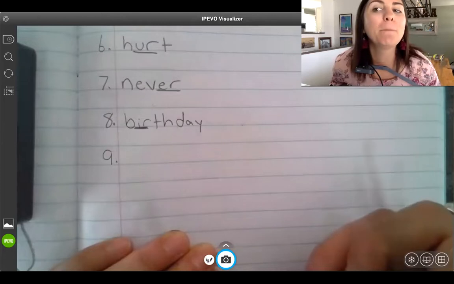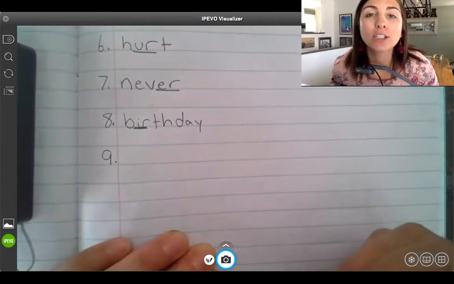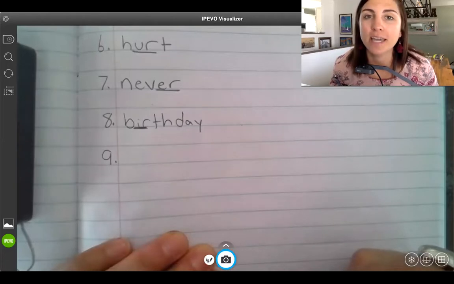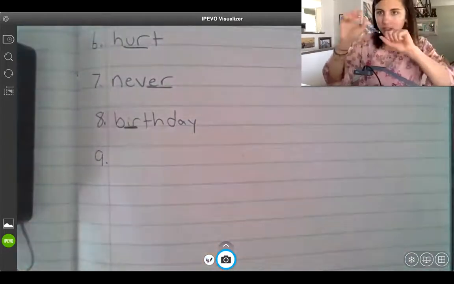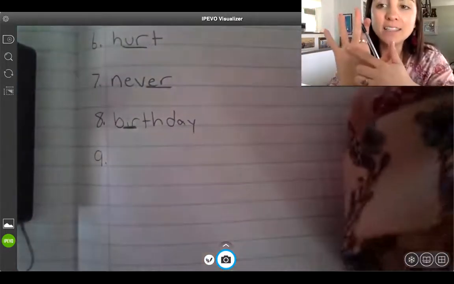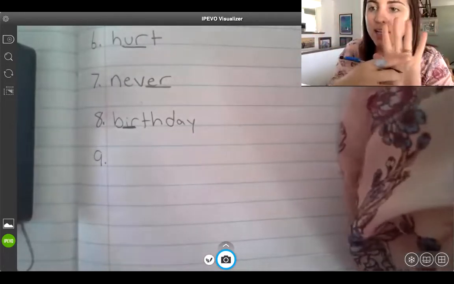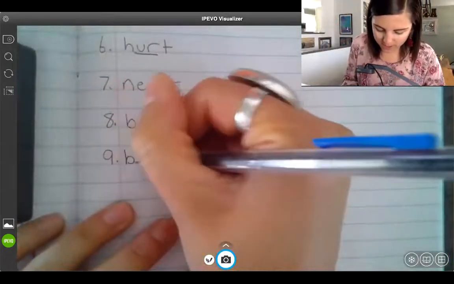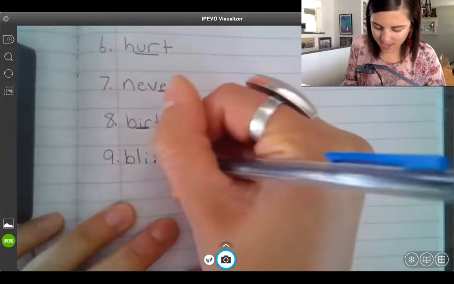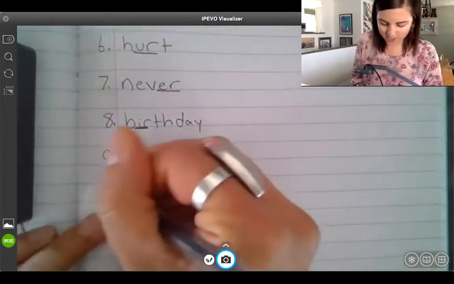Number 9, blister. The monkey bars will give you a blister at first if you do them all the time. Until you do them a whole bunch of times, then your hands, it's called calluses. And so like right here, when they get really hard, that's when you callus your hand. So if you don't do the monkey bars all the time, you're going to get blisters. But we're spelling it B-L-I-S-T-E-R, blister.